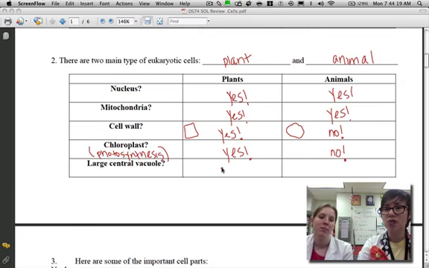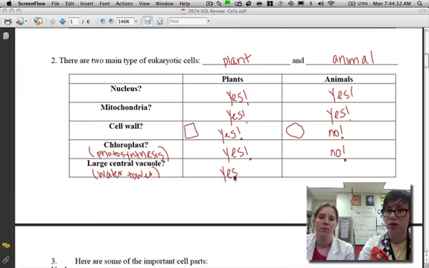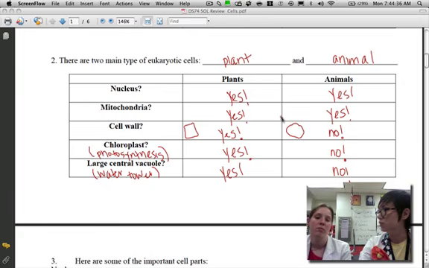A large central vacuole, that's sort of like the water tower of the cell. So what has this large space inside of it? It's going to be something that needs that water for photosynthesis. Yeah, so it's only going to be plants in this case. So animals do not have a large central vacuole. We do have a vacuole, but our vacuoles tend to be very small in size.